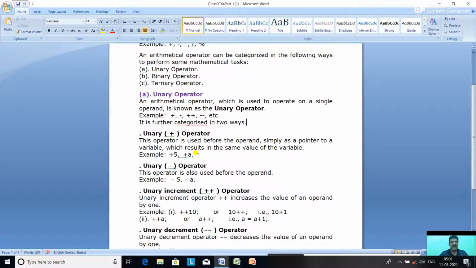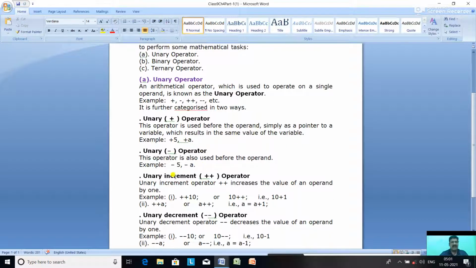The same way, we have the unary minus operator. This operator is also used before the operand, like minus 5, minus a. So unary minus is used in the same way as unary plus, before the operand, and the unary minus operator reverses the sign of an operand.